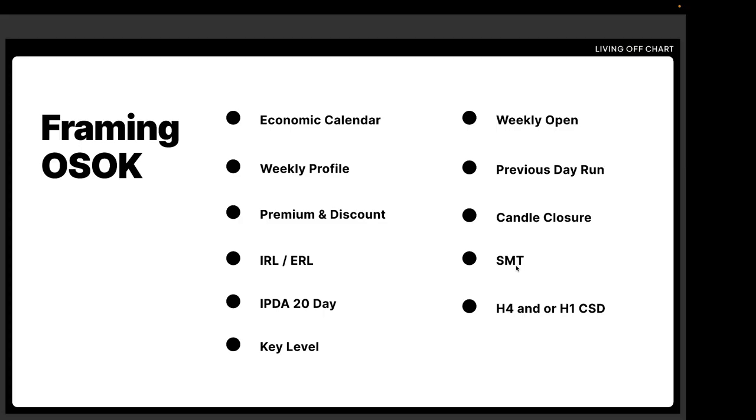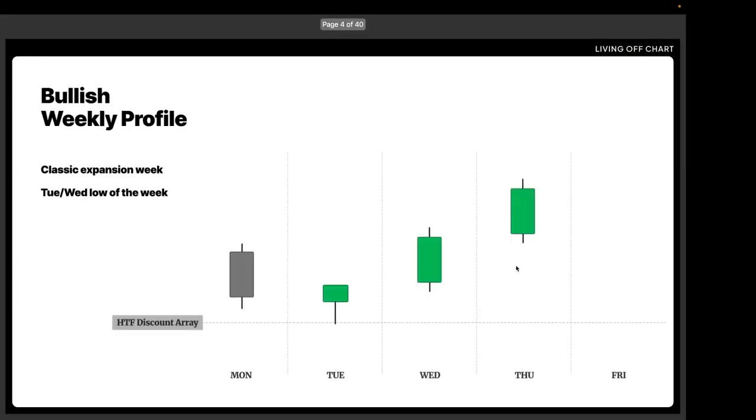We're going to be looking at the weekly open. If we're bullish, we're going to be buying below. If we're bearish, we're going to be shorting above. We're going to look at a previous day's run. We're going to look at the candle closure for confirmation, SMT, and then H4 and/or H1 CSD to give us the entry and confirmation that the high or low of the week is in.